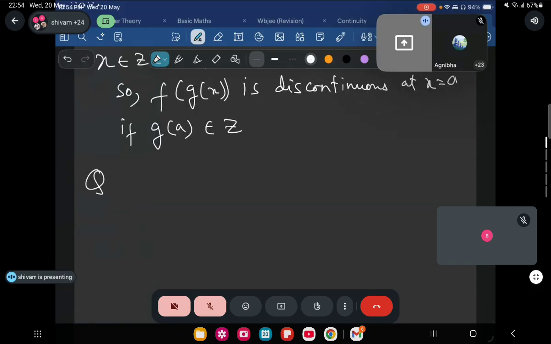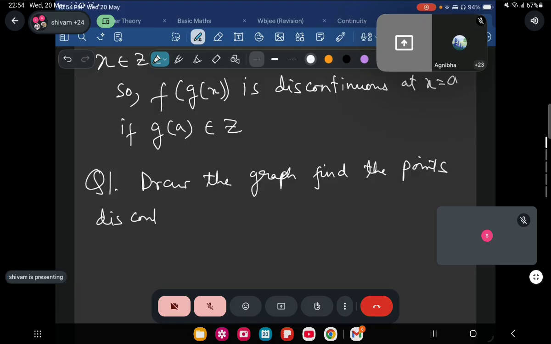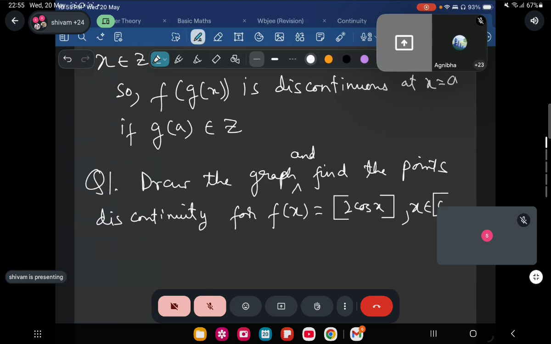Okay, let us do two problems. Question number 1. Draw the graph and find the points of discontinuity for f of x equal to box of 2 cos x, for x belongs to 0 comma 2 pi.